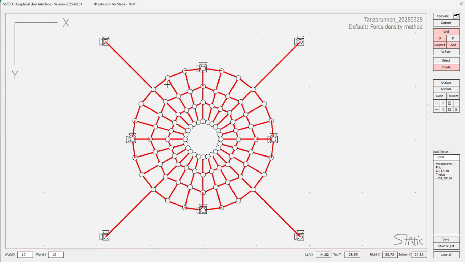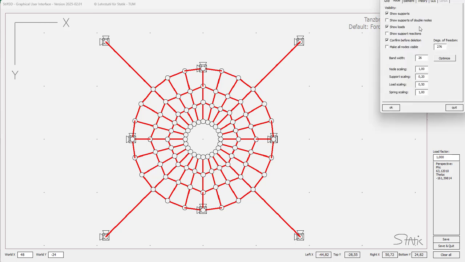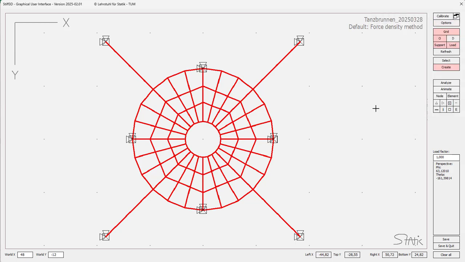We can also take a look at further aspects of the modeling, in particular the force densities. Let's reduce the scaling of the nodes so that we get better access to the cable elements.